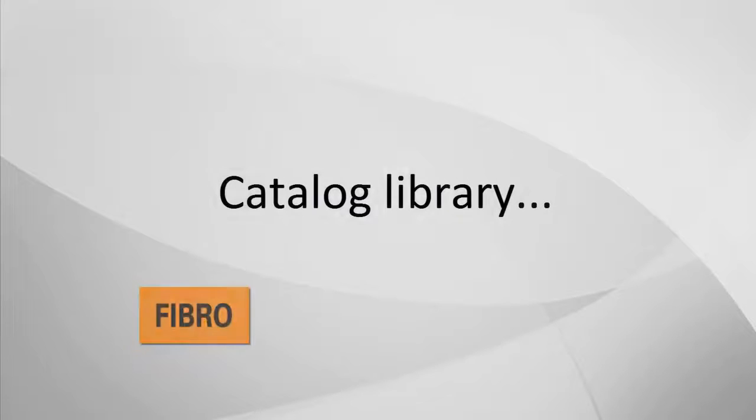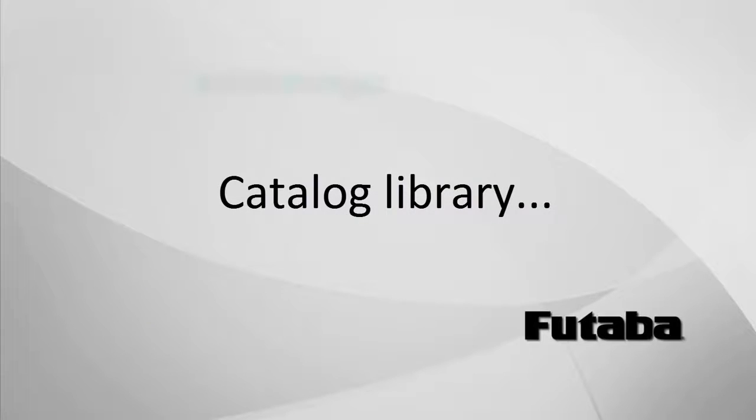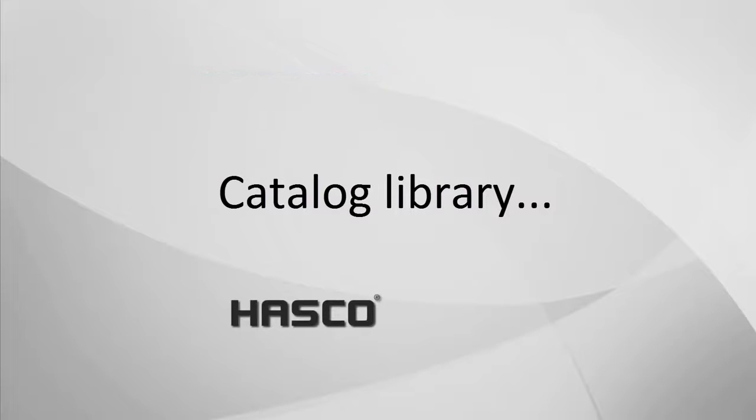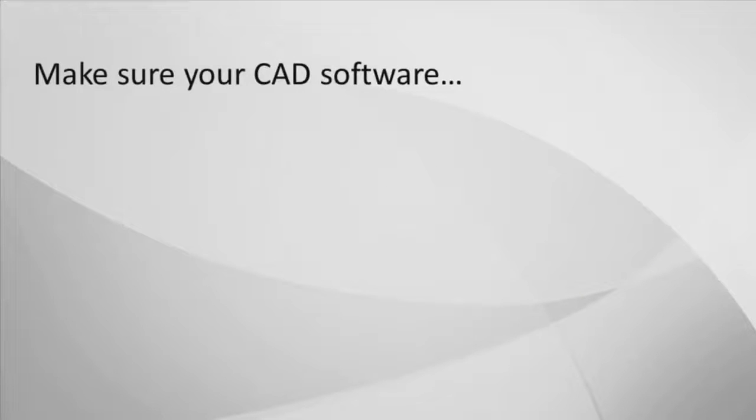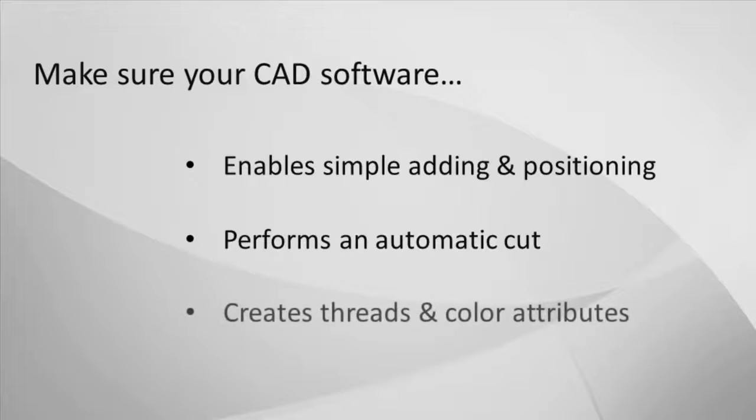If you are a mold or die designer, the CAD software you are using will probably include an extensive catalog library from various vendors. It will also allow you to create your own custom catalogs. However, to shorten design time, you should make sure your CAD software enables simple adding and positioning of catalog parts, performs an automatic cut on the relevant components, and creates threads and color attributes automatically. In other words, you want a system that has been designed specifically for tooling.